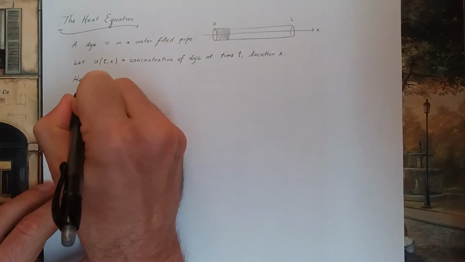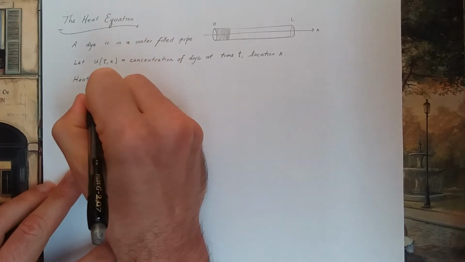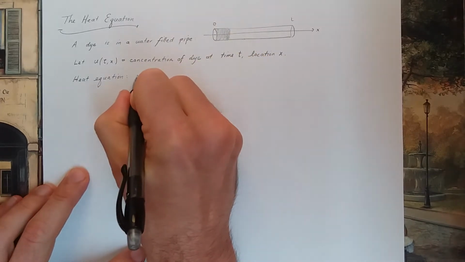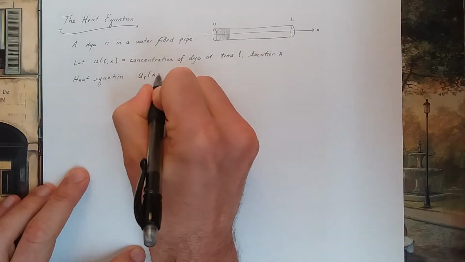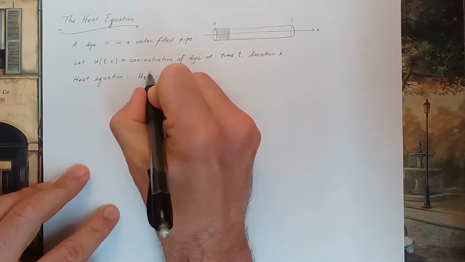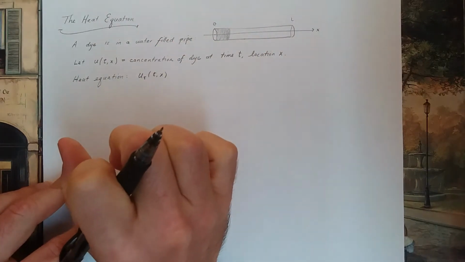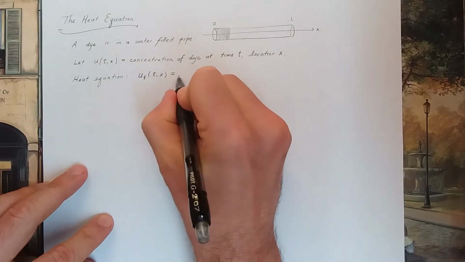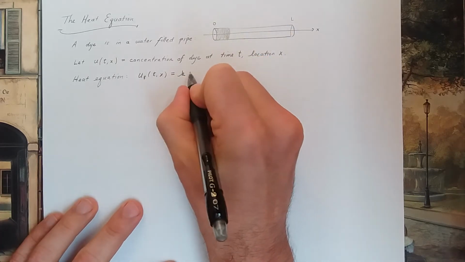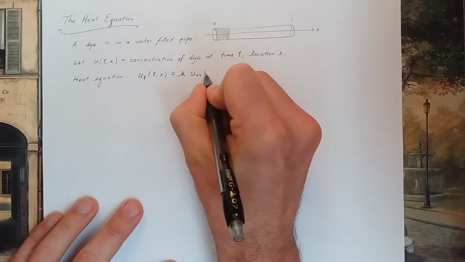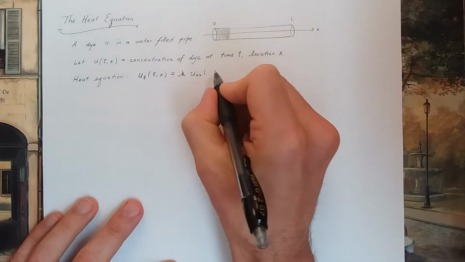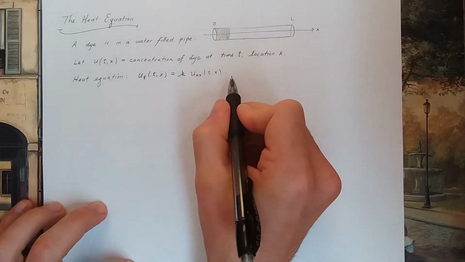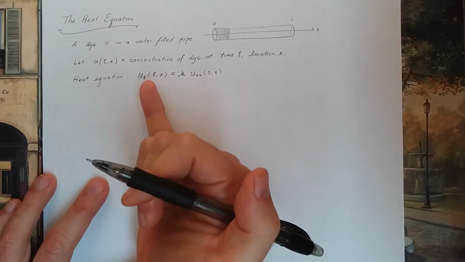The heat equation, also known as the diffusion equation, is the partial differential equation u_t(t,x). Now remember, the subscript t means I'm taking the partial derivative of u with respect to t. That's equal to some constant k, which is positive, times the second derivative, u_xx, so the second derivative with respect to x, of the function u(t,x). So this is the so-called heat equation, and I'd like to show you why this is actually true.